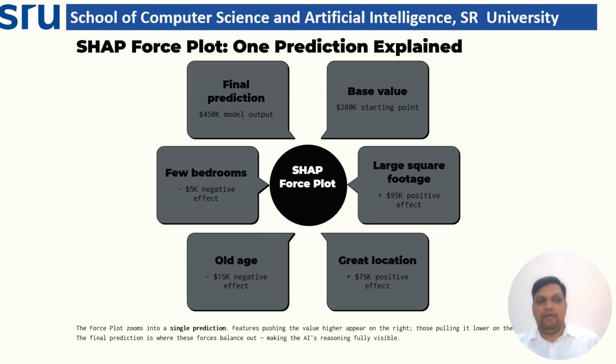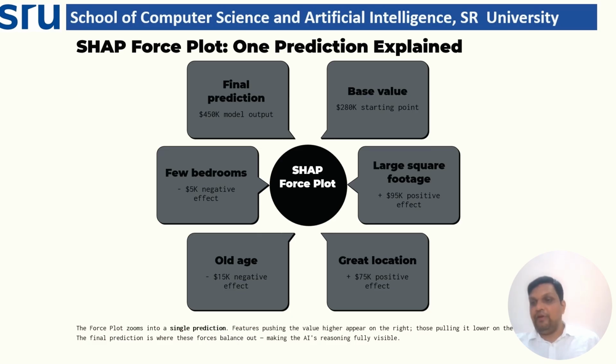So we can say here the force plot zooms into a single prediction. Features pushing the value higher appear on the right, those pushing it lower on the left. The final prediction is where these forces balance out, making the AI reasoning fully visible.